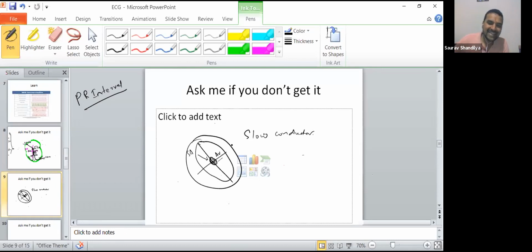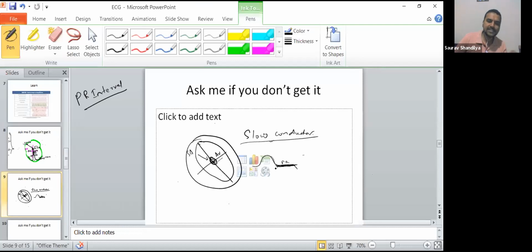If something is a slow conductor, after the P wave is repolarized, what will happen? It will continue on the straight isometric line before the QRS complex. This is why the PR interval happens, because it is a slow conductor. The repolarization of the atria is finished, but before the depolarization of the ventricles starts, there is a delay, because it's a slow conductor.